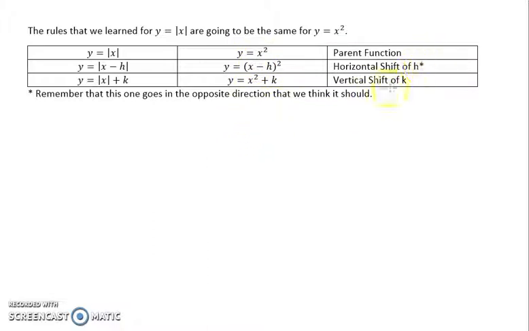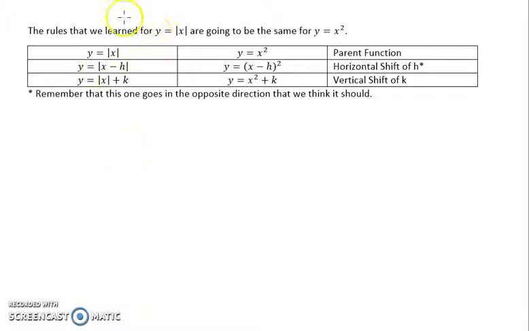Now I put a little asterisk here. Just remember that the horizontal shift goes in the opposite direction that we think it should. So in that last problem it said x minus 2 inside the absolute value. Minus 2 we would generally think goes left. Remember that means to go right 2 spots.